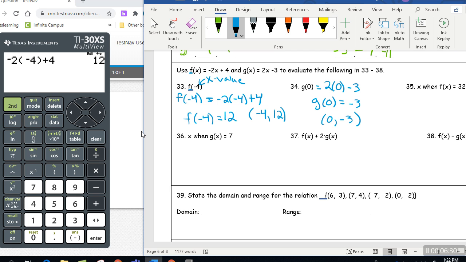Now 35 says when f of x equals 32. So we kind of give you a hint. We're solving for x. We don't know what x is. 32 is our y value. So we're going to take 32 equals -2x plus 4. We took 32 since that's what f of x was equal to, and set our equation equal to that. From there, you just solve for x, so -4 minus 4. 28 equals -2x. Divide by -2 to both sides. So you should get x equals -14 as your answer.